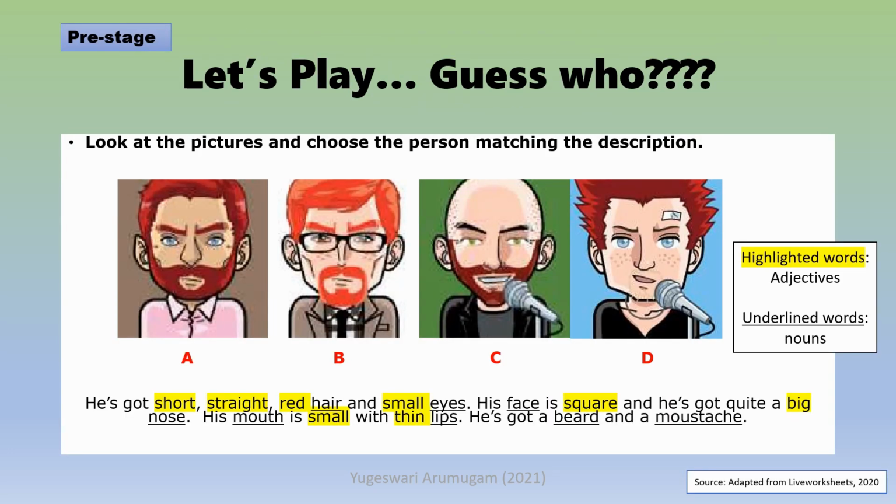Okay students, let's start the lesson with a game. This game is called Guess Who. We need to look at the pictures and choose the person matching the description. Point to note, highlighted words are adjectives and underlined words are nouns. Adjectives are used to describe nouns. For example, red hair. We are referring to the color of a person's hair, which in this case is red. With that, let's look at the description.